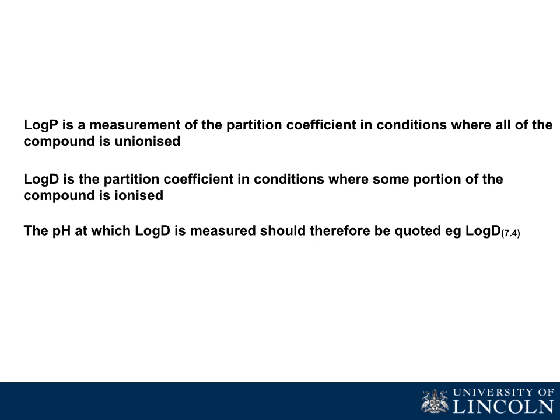Now log P is a measurement of the partition coefficient where all of the compound is unionized. The log D is the partition coefficient where some portion of the compound is ionized, but that is pH dependent. So it is very important that when you quote a log D, you must also quote the pH at which the log D was measured. And in this example, the log D was measured at physiological pH of 7.4.